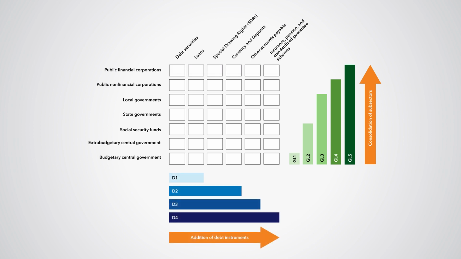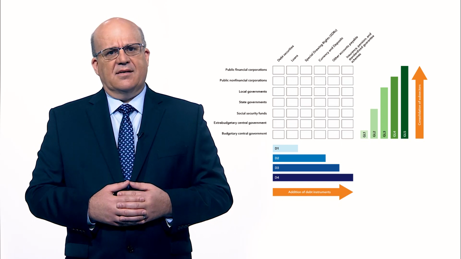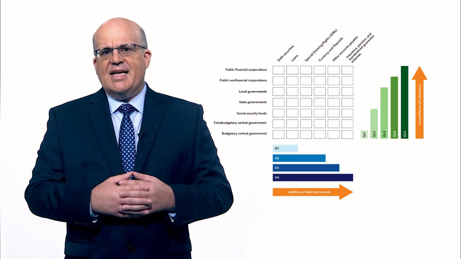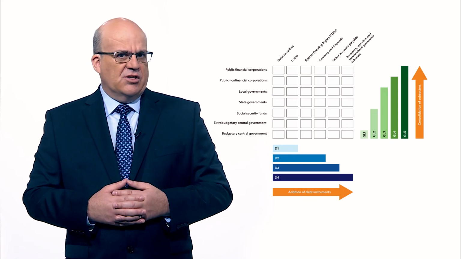To illustrate how this matrix can assist us, let's say our PSDS covered debt securities and loans, or D1, of the general government, that is GL3. The matrix shows us what is covered, but also what is not covered. As we can see, there is potentially a substantial portion of PSDS that we omit if we cover only D1 and GL3. Let's consider for country X the consolidated general government's gross debt statistics for a specific year as an example of the relevance of these dimensions of debt.